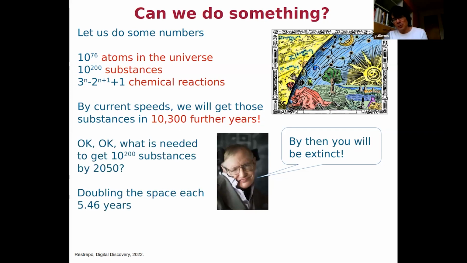Then we say, okay, let's try to approach the completeness of the chemical space from another direction, and that is let's try to speed up the rate of production of new chemicals. And let's suppose that we want to get to this number of substances by 2050.